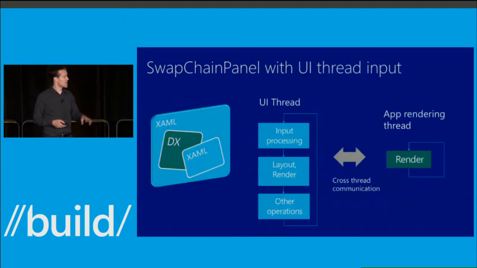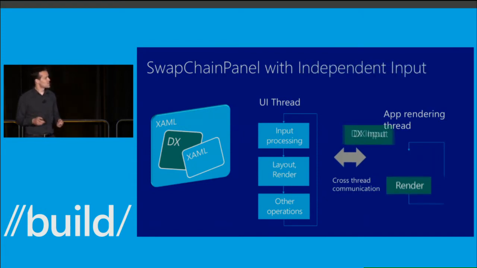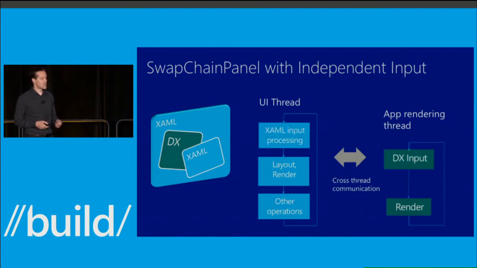So in diagram form, imagine an application here with some XAML, a swap chain panel, and some more XAML on top of it. In Windows 8, all of the input processing happened on the UI thread. And even if you're doing your rendering on a background thread, if some of that rendering depended on UI thread input, then that would have to be marshaled cross-thread, and that rendering could only ever happen at the frequency that the UI thread was running at. With independent input, what we've done is broken out the input that's going to that DirectX panel and allowed you to receive it on a different thread.